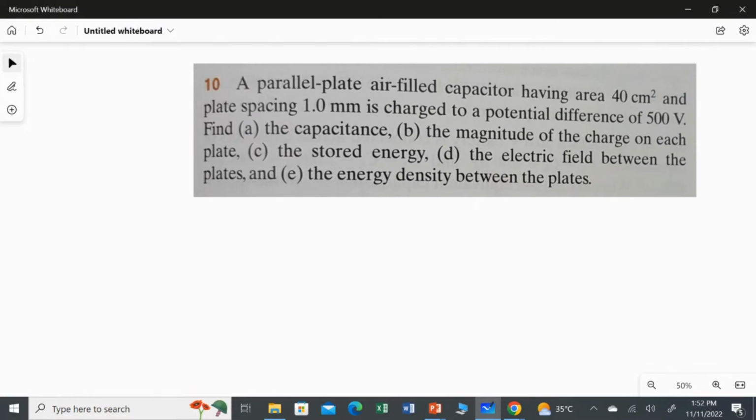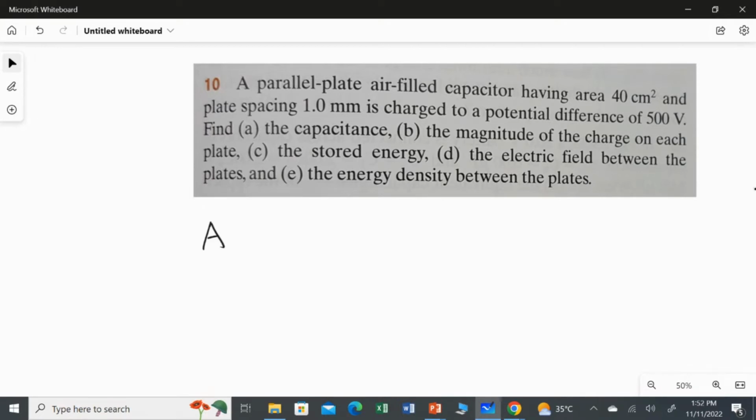Second question has 5 subdivisions. So you have to answer one by one very carefully because different values are given. So let's read the question line by line and word by word. A parallel plate air-filled capacitor having an area of 40 centimeters square and plate spacing of 1 millimeter. That means the area of the plate is given, right? So what is the area of the plate? 40 centimeter square. Better I write the given first.